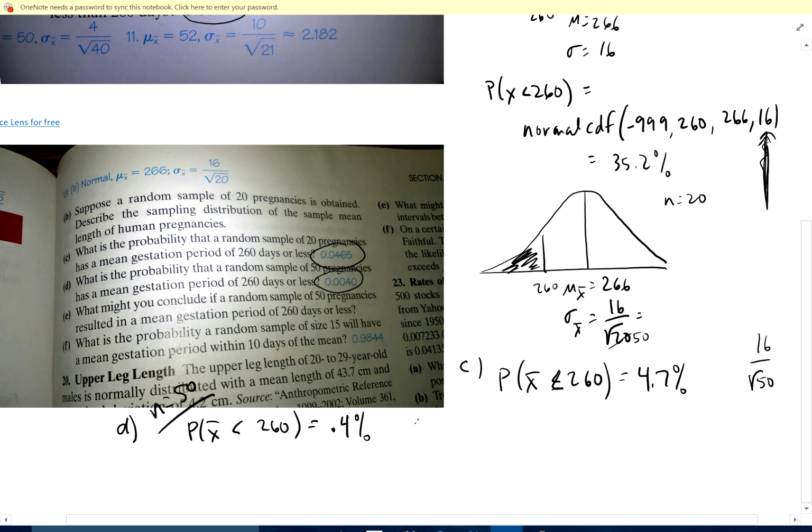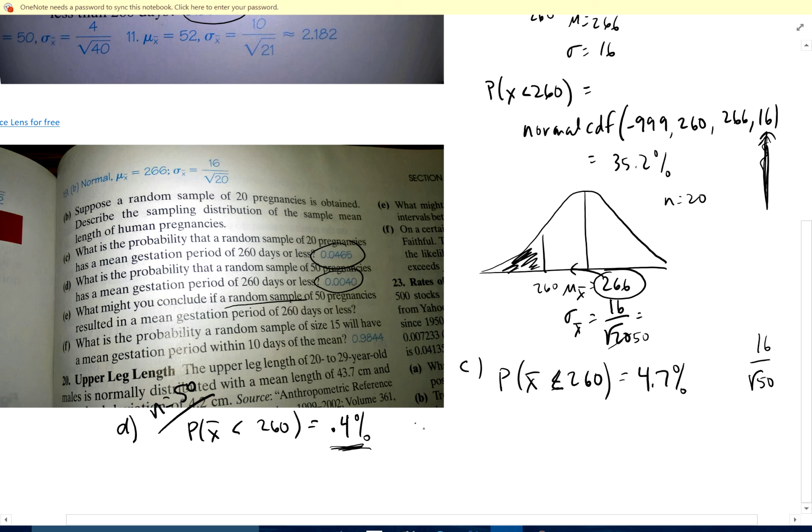What might you conclude if a random sample of 50 pregnancies resulted in a mean gestation period? Well, I would say I'd be really surprised, because something that happens 0.4% of the time happening is a shocker. So I'm either going to say it's a bad sample, but it says it's a random sample. So if it's a good sample, and I really got this sample, and that has a 0.4% chance of happening, my estimate is that this 266 is really a little bit smaller. In other words, that the 260 is not so far away from the mean.